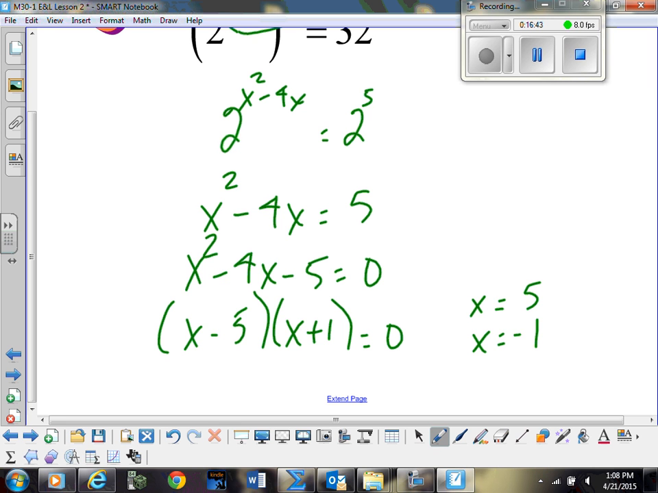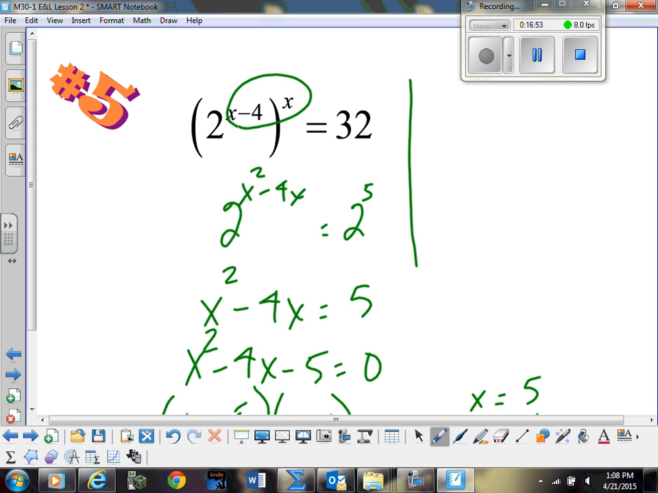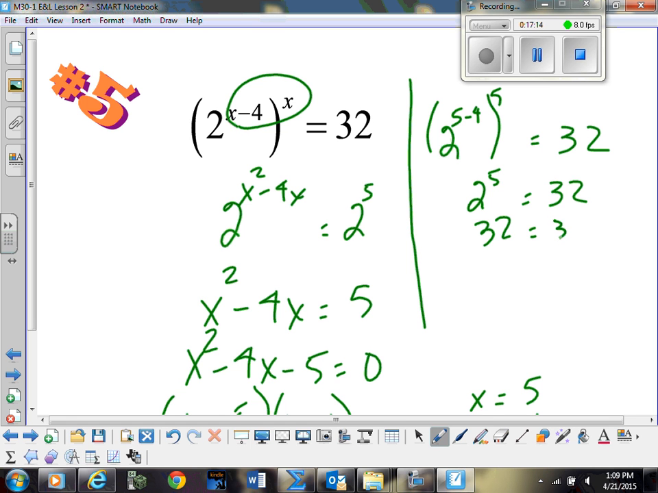So when we do that, we get 2 solutions. Do they both work? So here's a time where checking will be good. 5 and negative 1. So let's go back up here. X is equal to 5. 2 to the 5 minus 4. Sorry, that's 4. Raised to the power of 5 is supposed to equal 32. 5 minus 4 is 1. 1 times 5 is 5. So that definitely works.